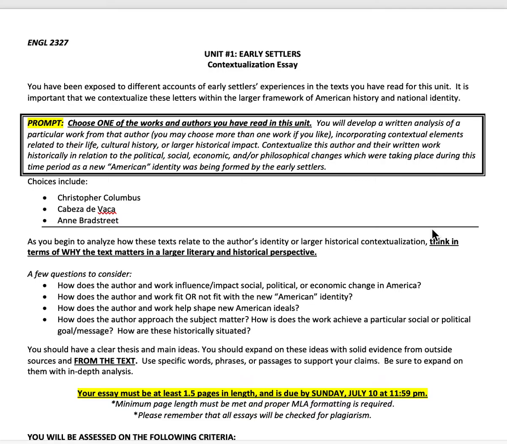So you're looking at the structure, metaphors, symbols, similes, personification, syntax, whatever it might be. That's the kind of focus that you should have. And then secondarily, you can think about how the historical context or the biographical context is important to that work. So think about the political, social, economic, or philosophical changes that were taking place as this new, quote-unquote, American identity is being formed.